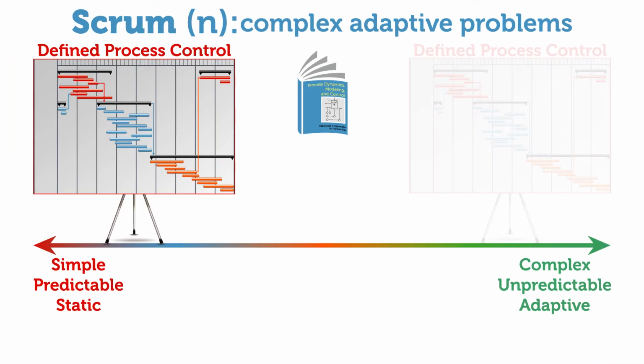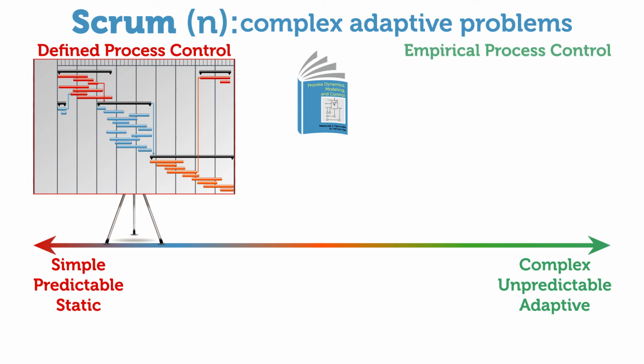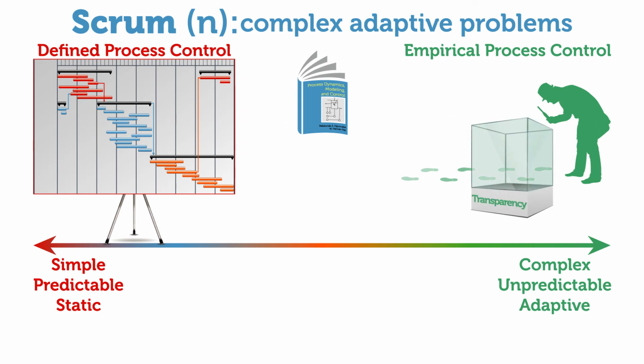Ogunnaike and Ray are telling us that the defined approach doesn't work when things are complex and adaptive, and that we should instead use something called empirical process control. So let's explore what that means. An empirical approach is one that is based on observations and evidence. Empiricism is the central idea behind the scientific method, that we can find out what is true through experiments with concrete, observable results. In order to make good observations, an empirical process has three pillars: transparency, inspection, and adaptation.